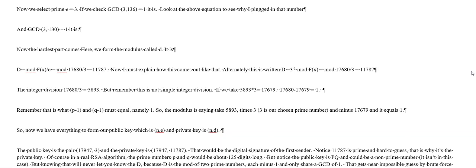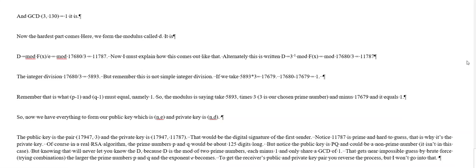So now we have everything to form our public key, which is N, E, and our private key, which is N, D. The public key pair is 17,947, 3, and the private key pair is 17,947, 11,787. This would be the digital signature of the first sender. Notice 11,787 is prime and hard to guess, and that is why it's the private key.